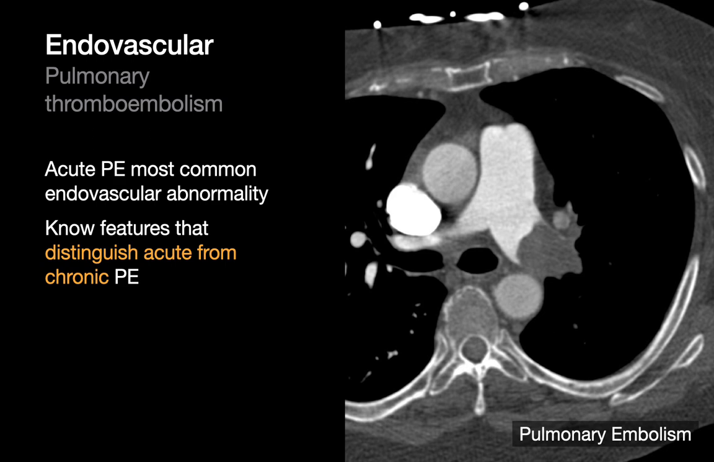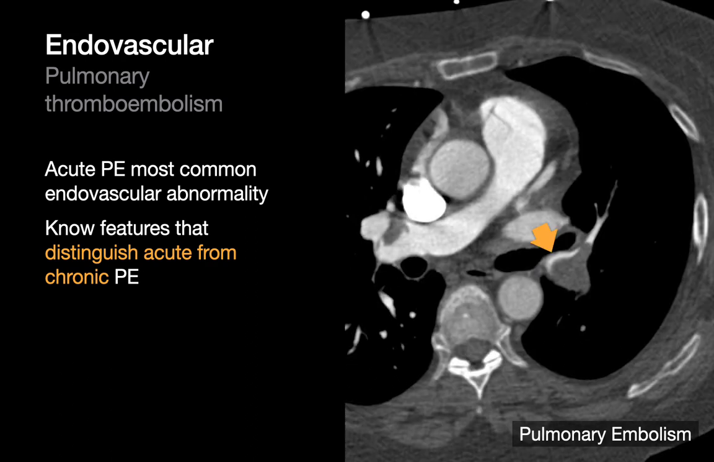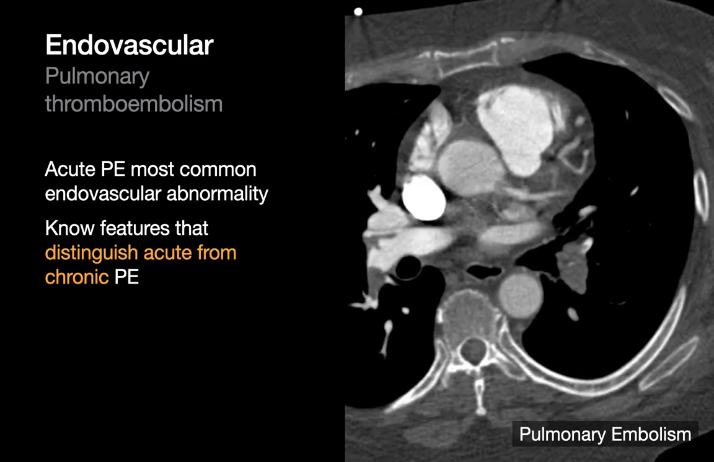However, you'll need to be comfortable distinguishing acute from chronic central PEs. Acute PEs are usually found in normal diameter or even dilated pulmonary arteries because the clot is impacted within the vessel lumen. Acute PEs tend to have acute angles with the vessel wall, like on this image, and may be surrounded by a thin crescent of contrast, like on the left side on this image.